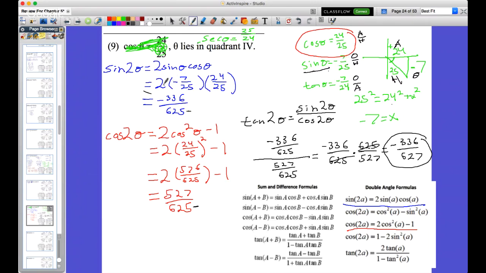So we're just going to do 2 times negative 7 over 25. For the cosine, again, it was this 24 over 25. And so we're just going to plug this in here, and then it's a plug and chug. Now, I'm going to show you what I did with my calculator here. I'm just plugging it in right here. So I just plugged in 2 times negative 7 over 25 times the 24 over 25.